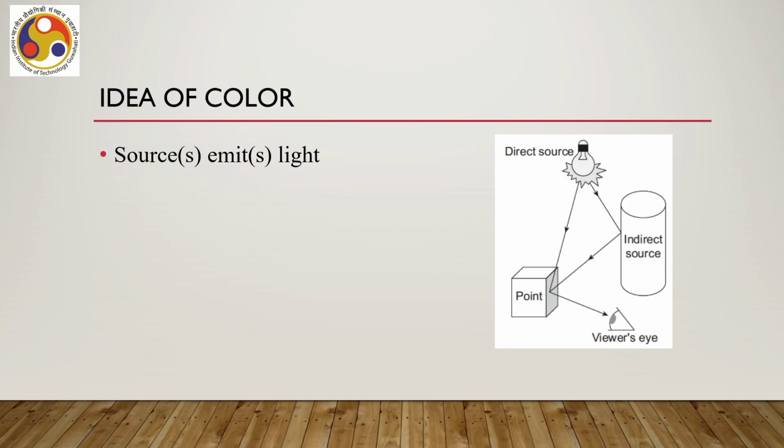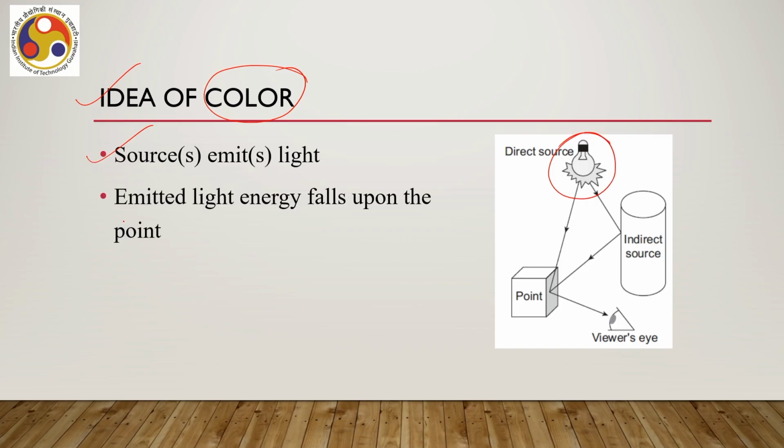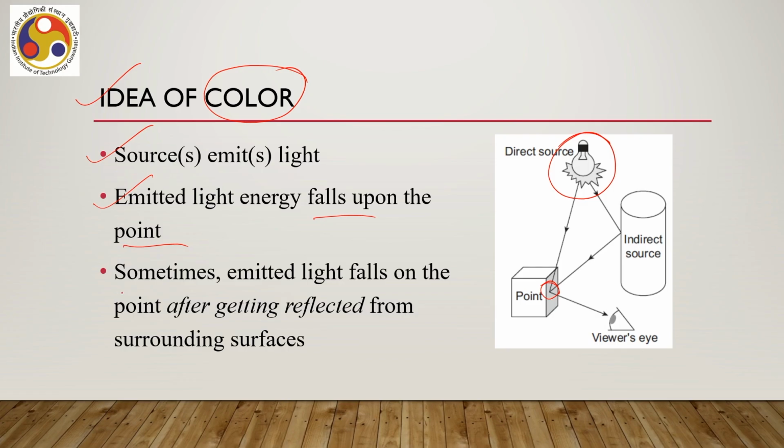In order to understand lighting model, let us first try to quickly understand the idea of color. Now, a source emits light. Say for example, this is a scenario, here there is a direct light source, it emits light. The emitted light energy falls upon the point on the surface, say here. Sometimes emitted light falls on the point after getting reflected from surrounding surfaces. So, this light after getting reflected from here comes and falls on the same point.